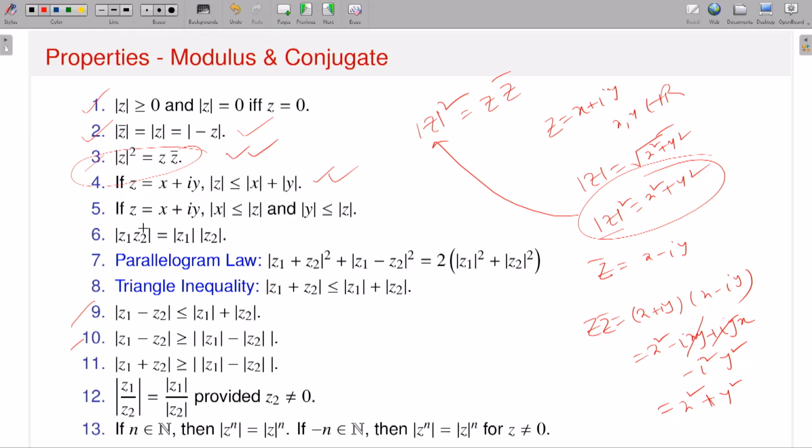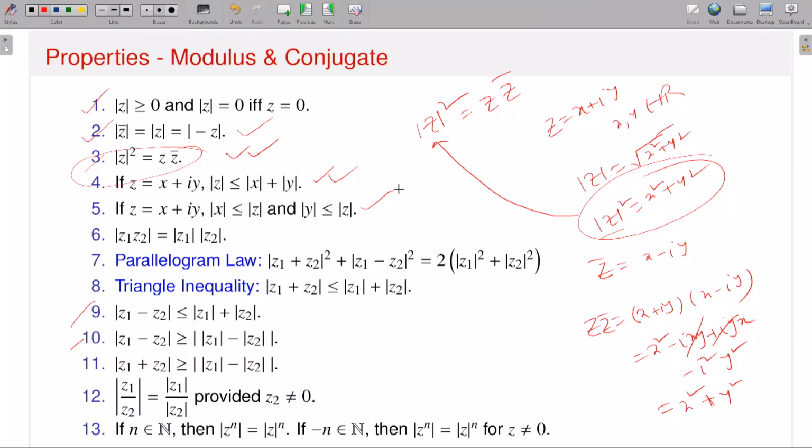This is also another nice property. If I have a complex number z which is x plus iy, the absolute of the real part of z is dominated by the modulus of z, and the absolute of the imaginary part of z is dominated by the modulus of z. That's clear from the definition. So this is x, this is y. You can think of mod z square as the real part of z square plus the imaginary part of z square, right? Because x is the real part of z and y is the imaginary part of z.